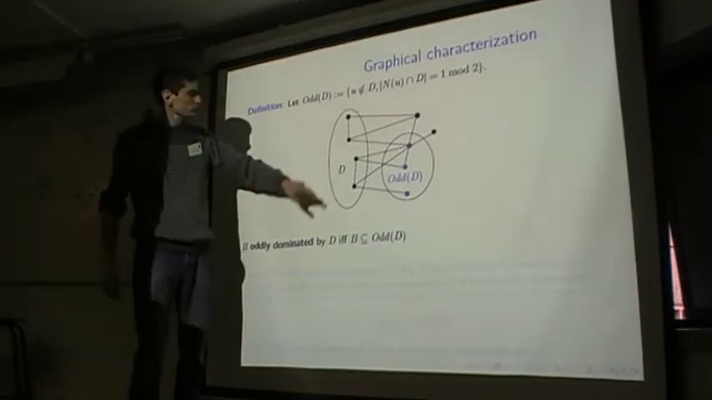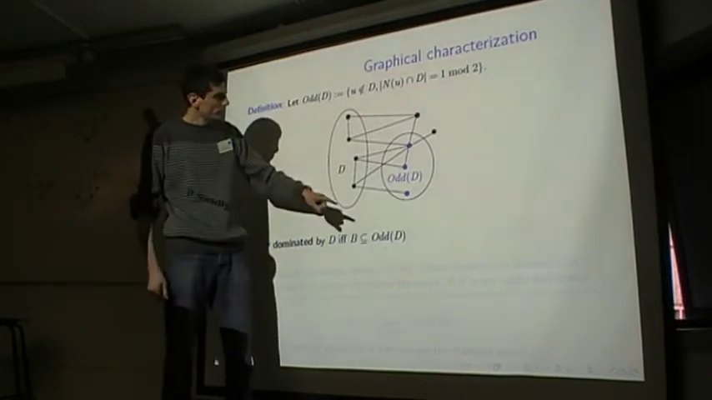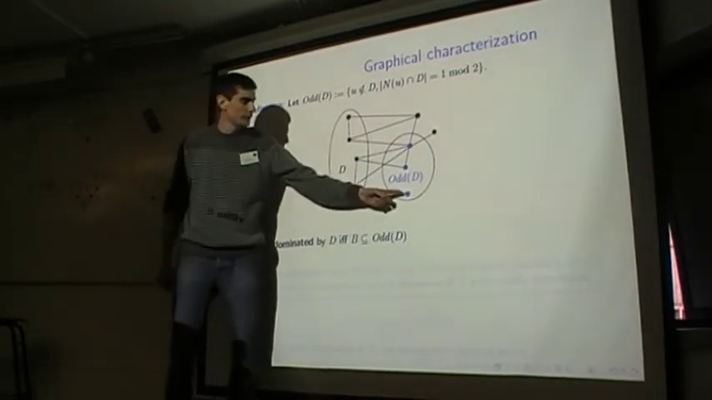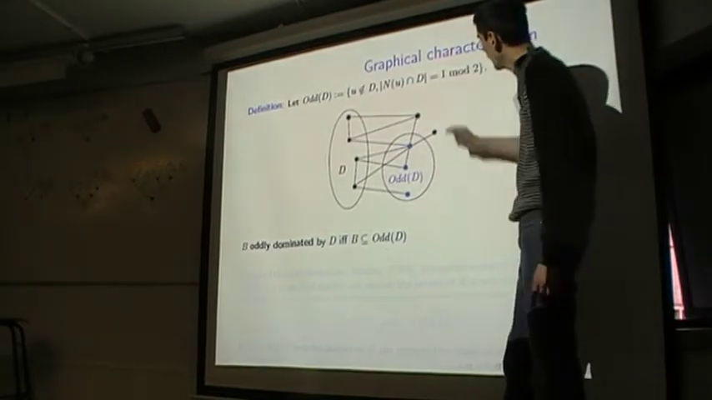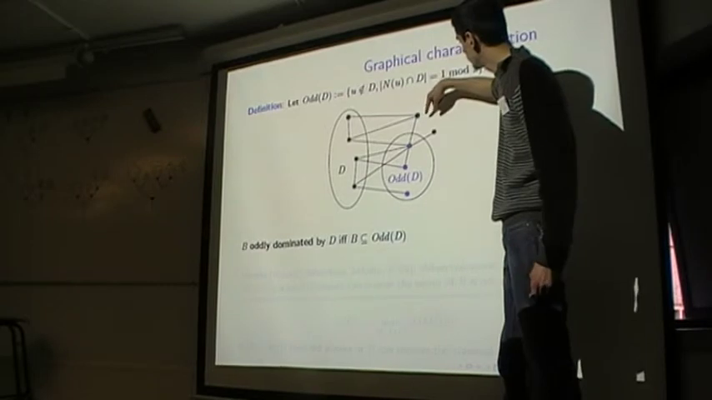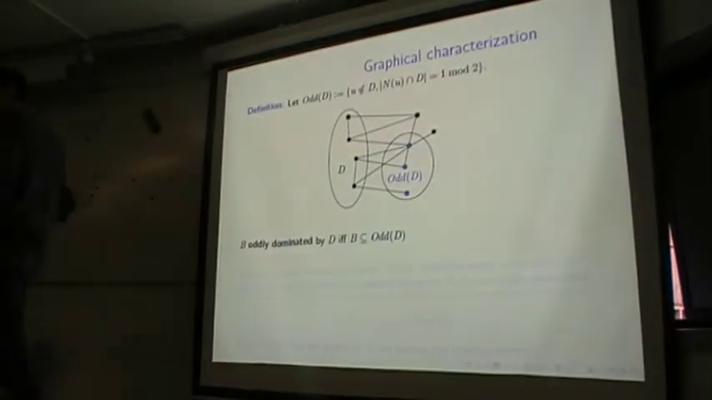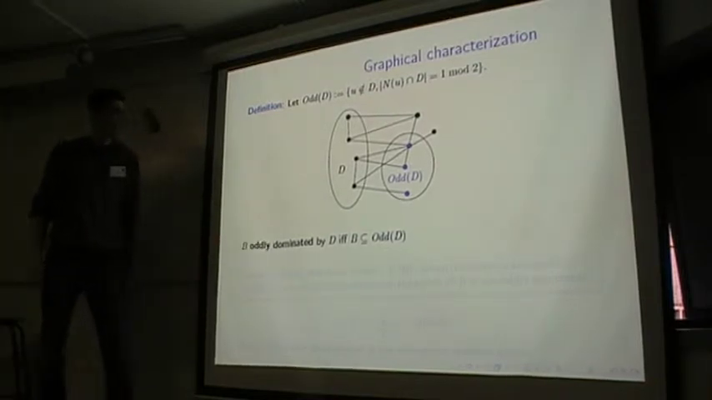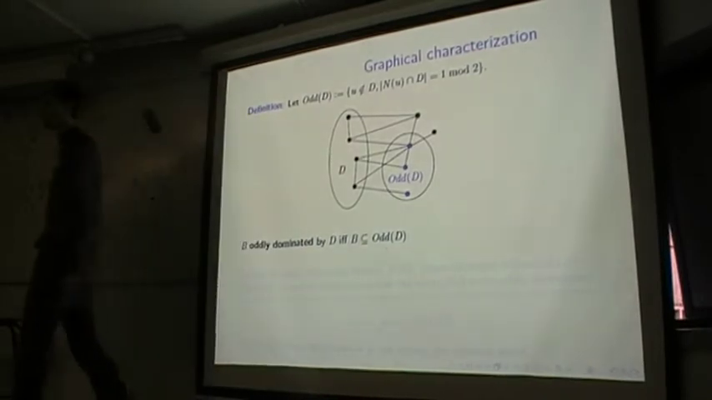So when we have a graph, D is a subset of vertices, and the odd neighborhood of D, Odd(D), is composed of the vertices which are outside of D and which have an odd number of neighbors in D. So the blue vertices here have 1 or 3 neighbors in D, so it's odd. And these black vertices are not in the odd neighborhood of D, because here we have 2 edges and here there are 0 edges. So we have this parity condition for defining the odd neighborhood of a set of vertices. And we say that the set B is oddly dominated by the set D if B is in the odd neighborhood of D, that is, if B is composed of blue vertices only.